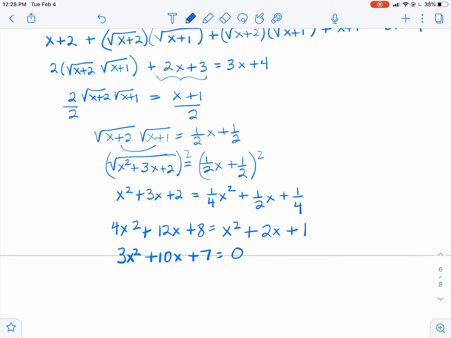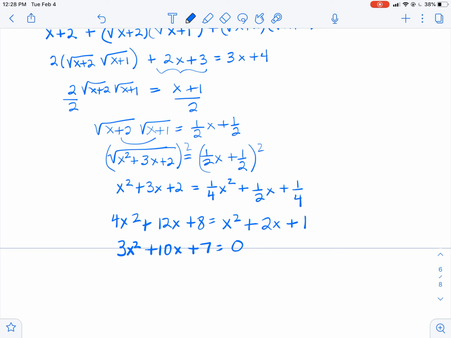And I would, at this point, and probably the video is getting a little long, I would need to either factor or run the quadratic, which I think that one will factor. Will it factor? Factors of 21 that'll give me 10. That'll be 7 and 3. So it will factor.